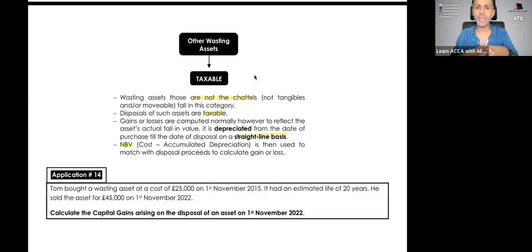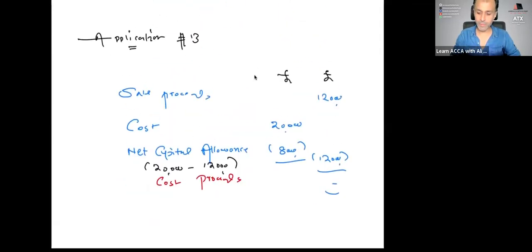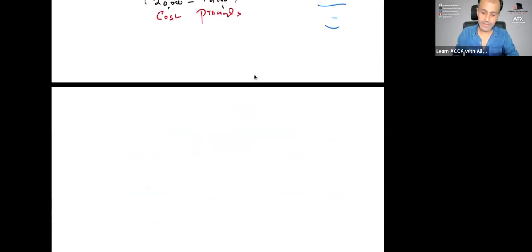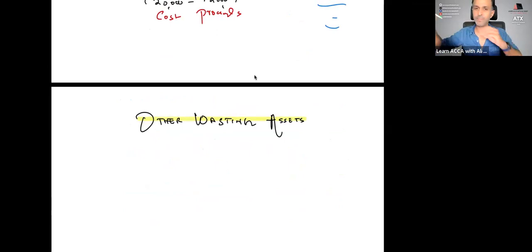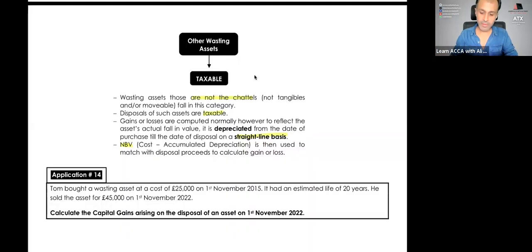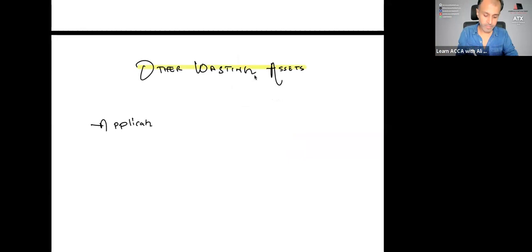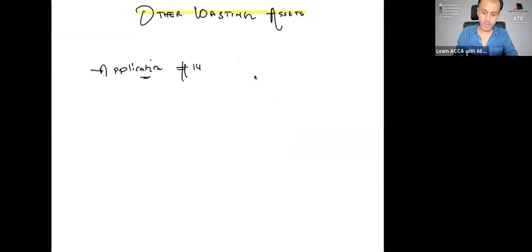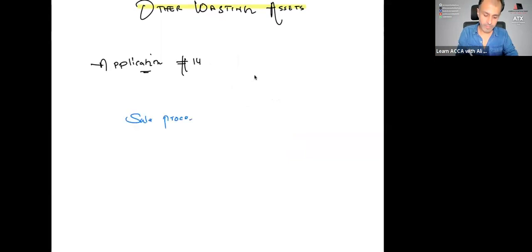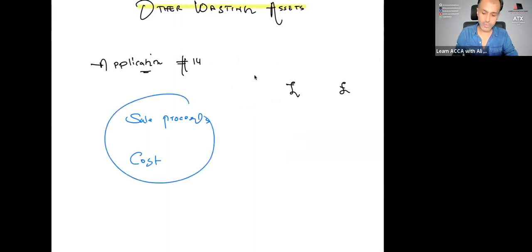Straight line method of depreciation will be used to calculate the cumulative depreciation. We can apply that in Application 14 to wrap up this topic on other wasting assets. We have the sale proceeds and the cost, and the cost will be adjusted by the effect of cumulative depreciation.